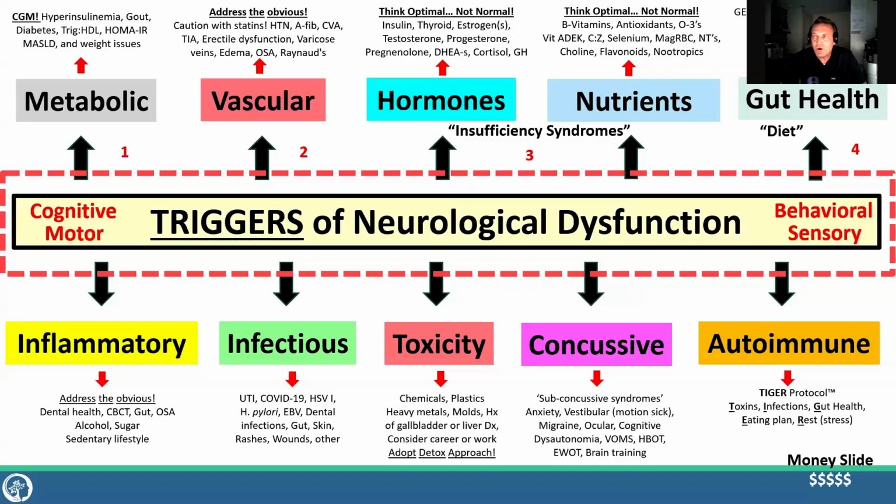Other people can have a stroke. And when they have a stroke, they lose their ability to speak, or they might lose their ability to operate one side of their body. That's a motor dysfunction, right?